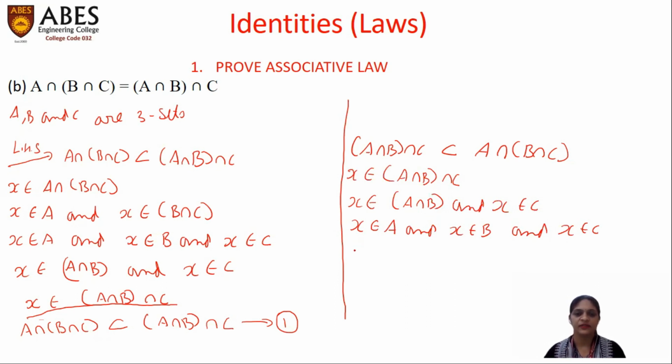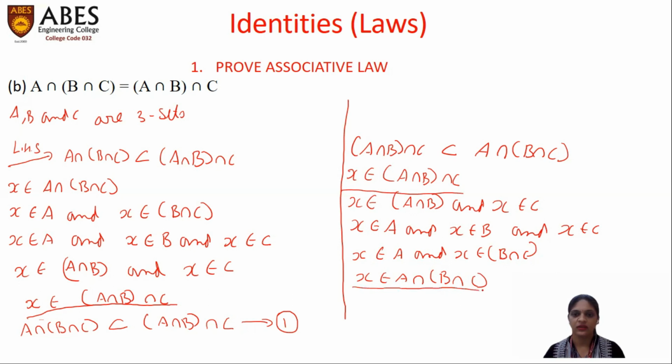Now according to the left hand side, we can combine this as X belongs to, we can write this thing as X belongs to A and X belongs to B intersection C. Again we can write this thing as X belongs to A intersection B intersection C. So हमने यहाँ से start किया था left hand side से, and now we are on the right hand side. So from these two things we can say that A intersection B intersection C is a subset of A intersection B intersection C.